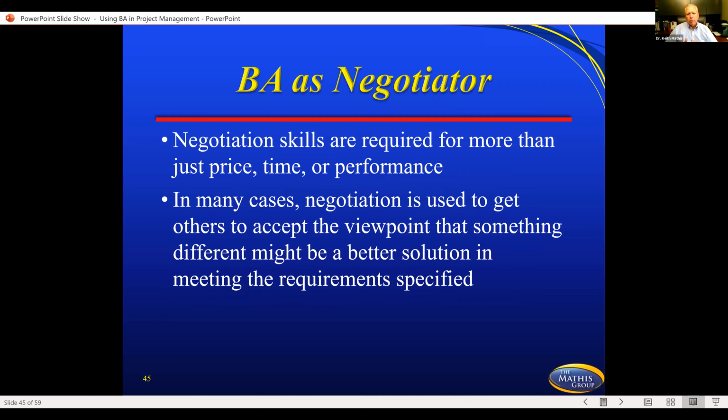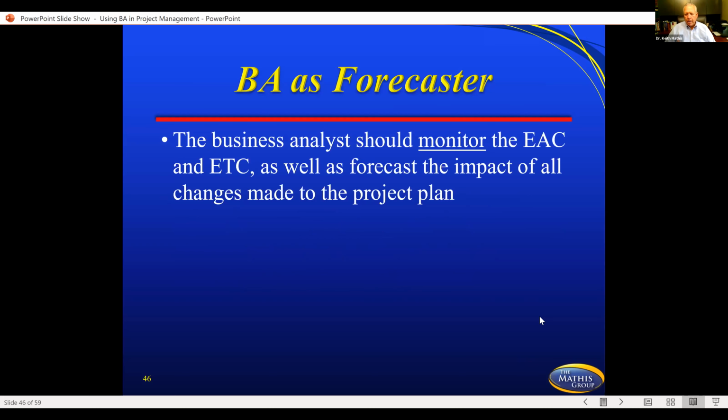Remember, you did the research, but your customer might be set on why this product or service is going to fulfill their dreams because the salesperson sold them on this. So you might be negotiating why this other solution is technically better for them and it works in the system of the organization. And then as the forecaster, your analysis is forecasting how this project's going.